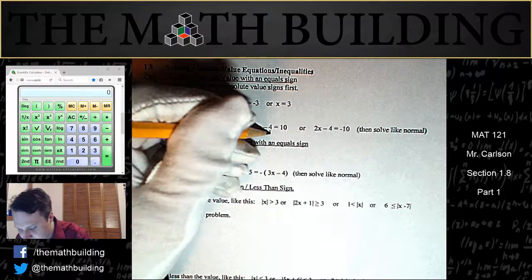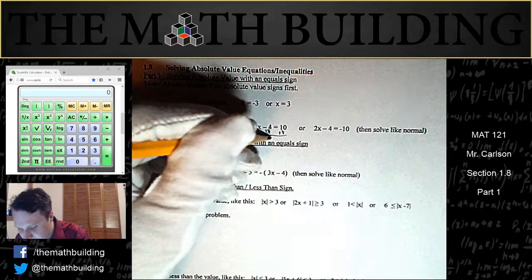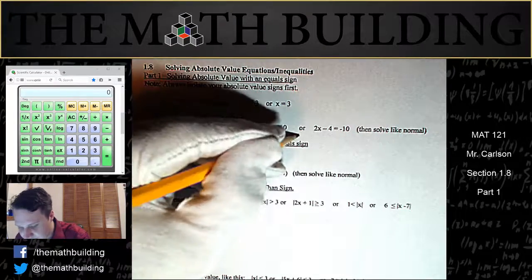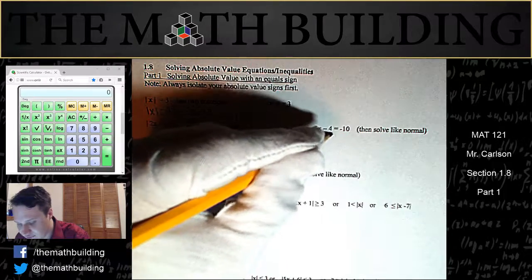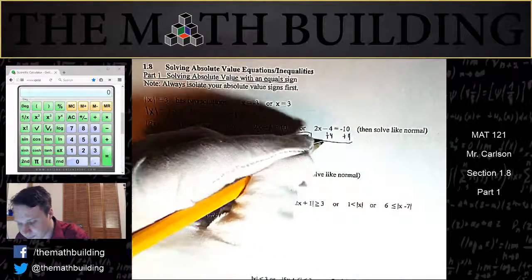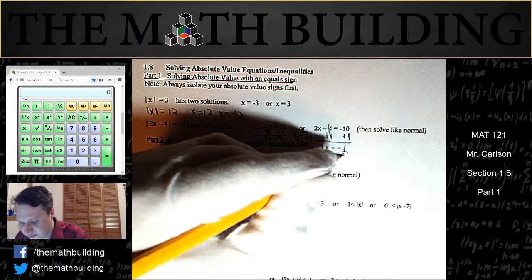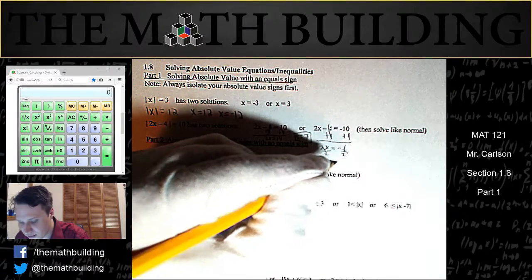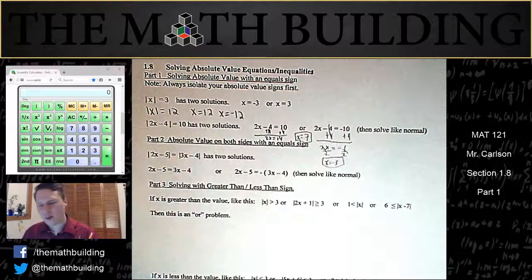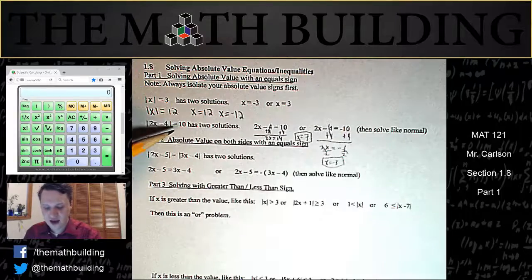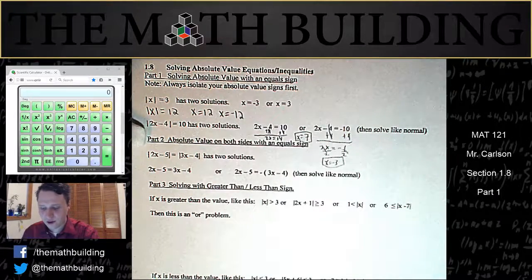So add 4, 2x equals 14, divide by 2, divide by 2. Our first answer is x equals 7. Add 4, 2x is negative 6, divide by 2, x equals negative 3. There are two answers. Again, this is almost always going to give you two answers, unless you have a 0 right here, in which case it's not going to give you two answers, you'll just get one.